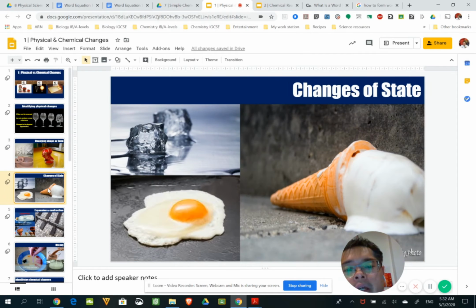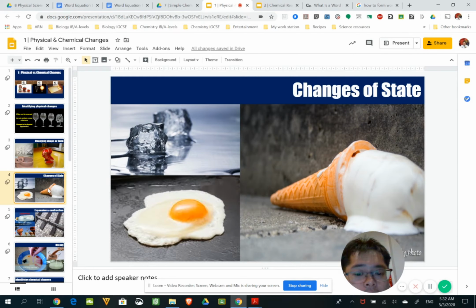We have spoken about changes of state, right? The different states of matter would be solid, liquid, and gas. As you can see over here, it only changes its physical appearance, it only changes its state, whether it's solid, liquid, or gas, which are more or less the same in terms of substance. So we are talking about changes of state in terms of solid, liquid, and gas.